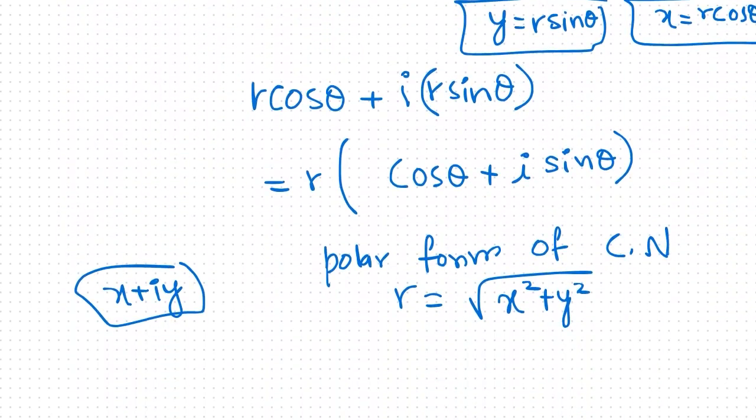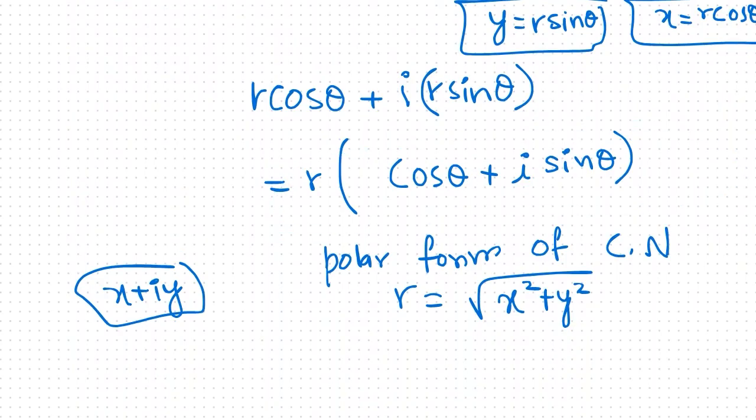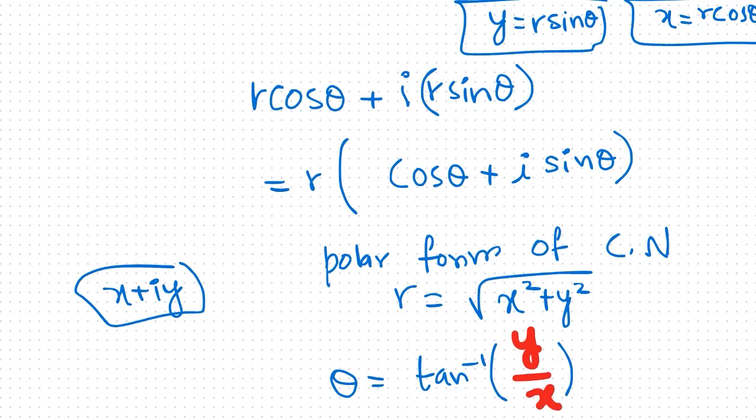So the same complex number can be represented as r into cos theta plus I sin theta. What is this theta called? Argument. We say tan theta is opposite by adjacent, y by x. This formula is important: theta is tan inverse of y by x.